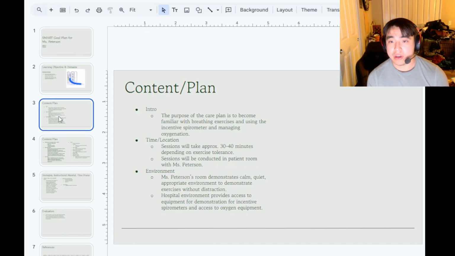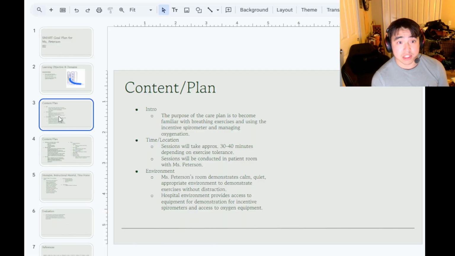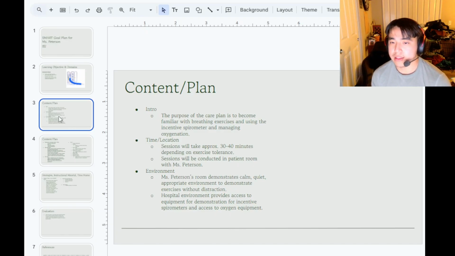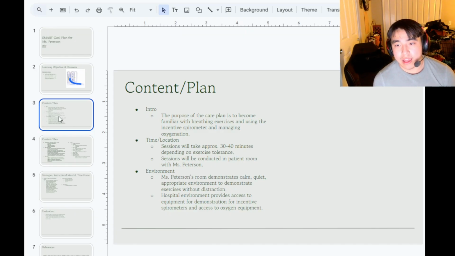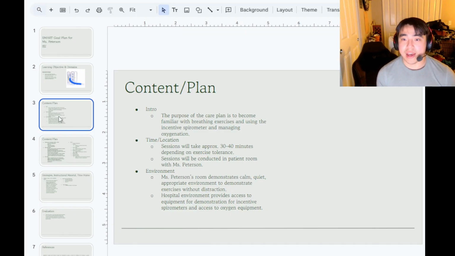And so for the time of our sessions, they will take approximately 30 to 40 minutes depending on the exercise tolerance of Miss Peterson. The sessions will be conducted in Miss Peterson's hospital room, which is a calm, quiet, appropriate environment to demonstrate those exercises without distractions. And in that hospital environment, we'll have access to all the equipment, such as the incentive spirometer for demonstration and oxygen equipment in case of respiratory distress.